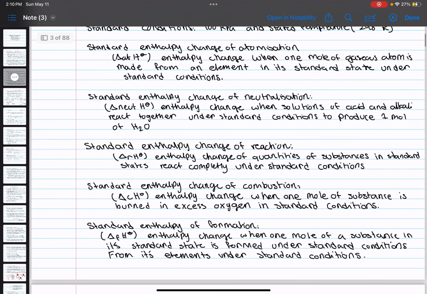We have standard enthalpy change of atomization, which is the enthalpy change when 1 mole of gaseous atoms is made from an element in its standard state under standard conditions. We have standard enthalpy change of neutralization, which is the enthalpy change when a solution of acid and alkali react under standard conditions to produce 1 mole of H2O.